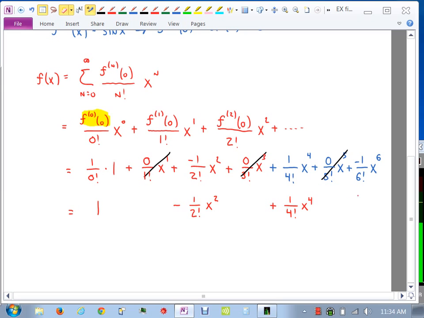Plus or minus 1 over 6 factorial x to the 6th. Okay, what would the next one be? Plus 1 over 8 factorial x to the 8th. So what we need to do now is come up with a formula, a new sigma notation for this.